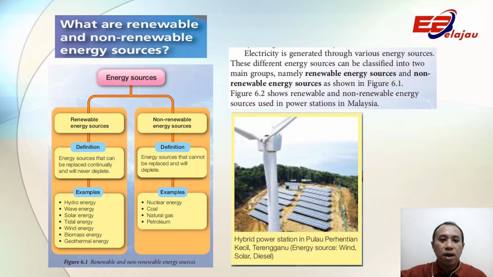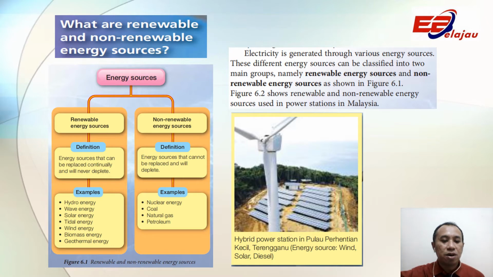So actually, what are renewable and non-renewable energy sources? Electricity is generated through various energy sources. These different energy sources can be classified into two main groups, namely renewable energy sources and non-renewable energy sources, as shown in Figure 6.1. Figure 6.2 shows renewable and non-renewable energy sources used in power stations in Malaysia. So let's see energy sources.